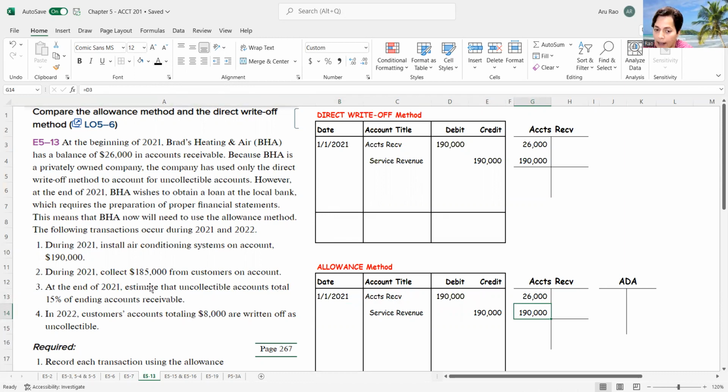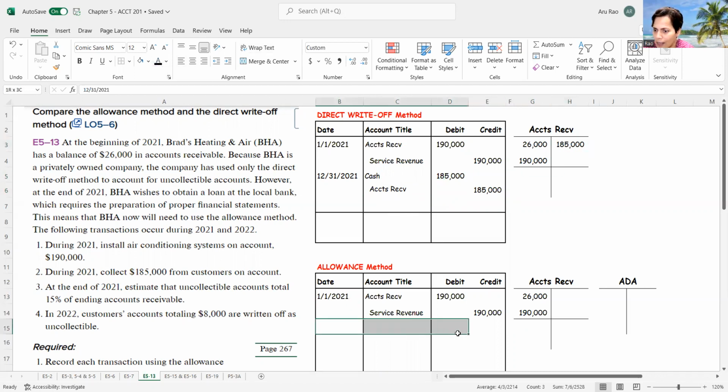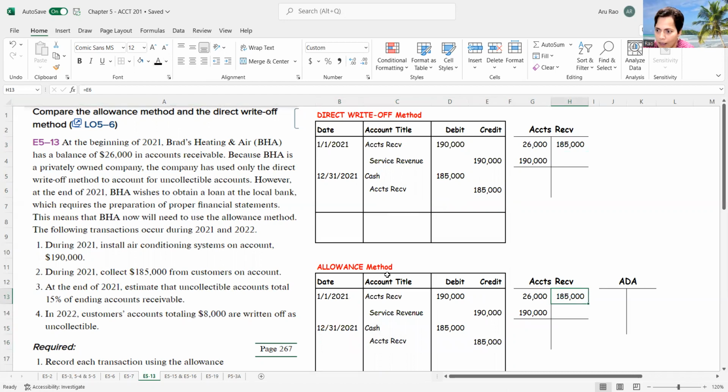Next is I collected $185,000. So during the year, I collected, so I'm just writing the last day of the year, I collected $185,000. Cash debit, accounts receivable credit, $185,000. I put that on this side. That's going to be the exact same thing in this method. These are real transactions, so it's not going to change. Both the methods, they're going to look exactly the same, okay?